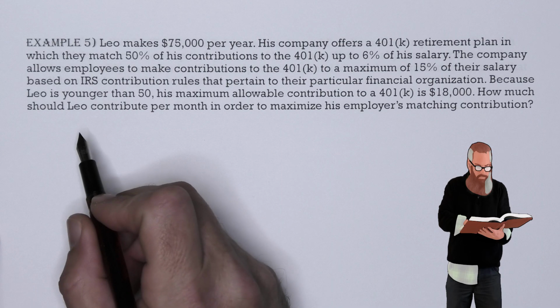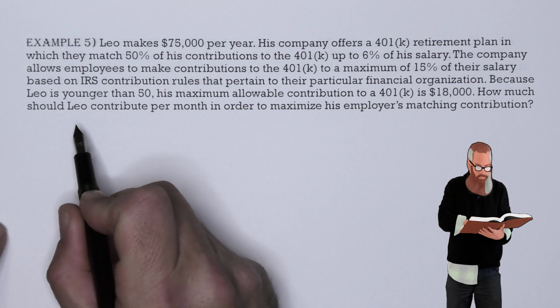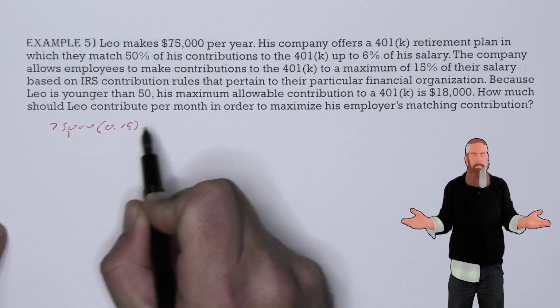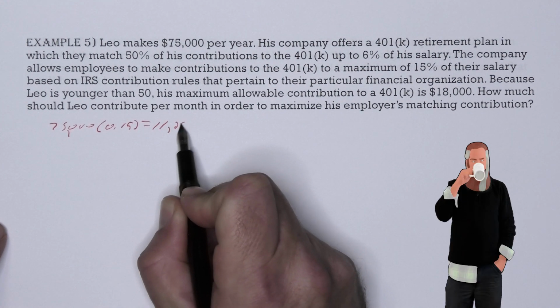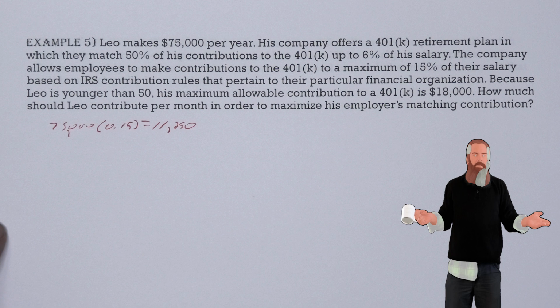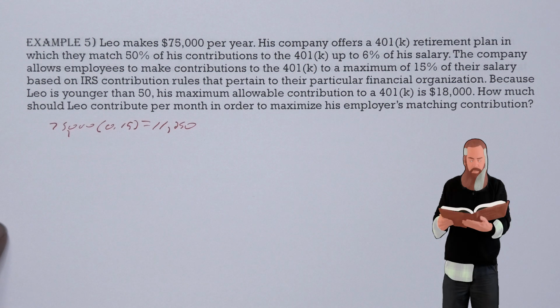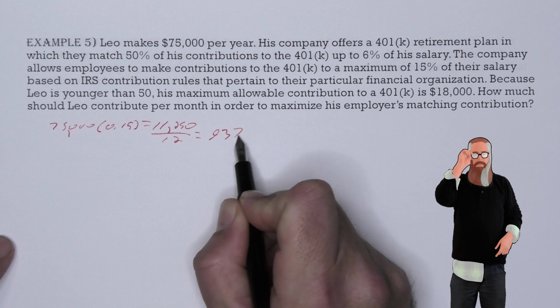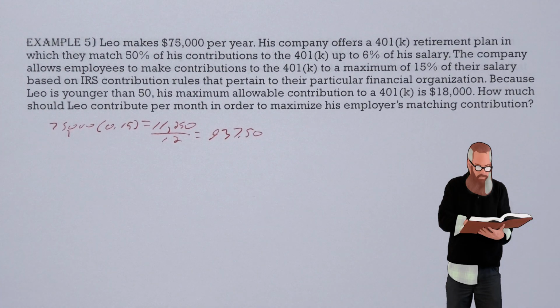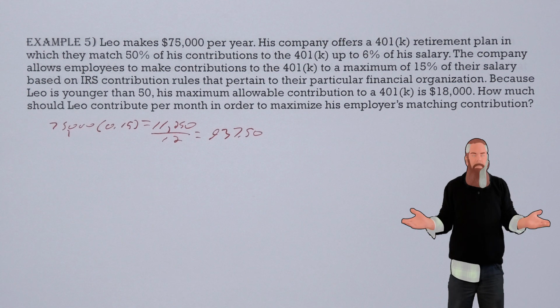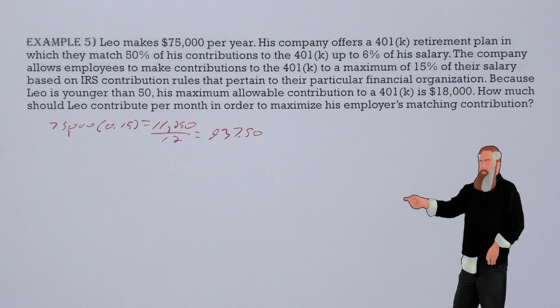First, we want to determine the maximum that Leo's employer will allow him to contribute to his yearly 401k. This would be $75,000 times 15% or 0.15, which will give us $11,250. Now, Leo can contribute $11,250, which is below the 401k limit of $18,000 for the year. To find the monthly contribution, Leo can divide this number by 12, giving him $937.50 per month.